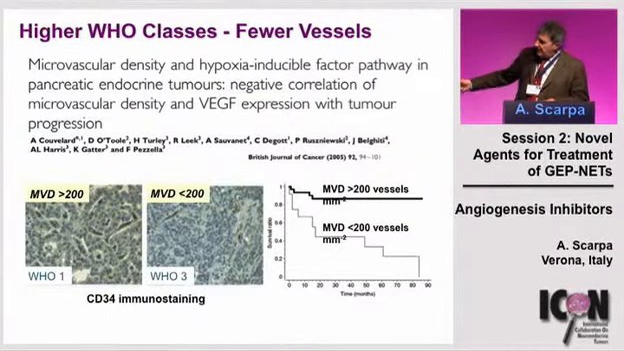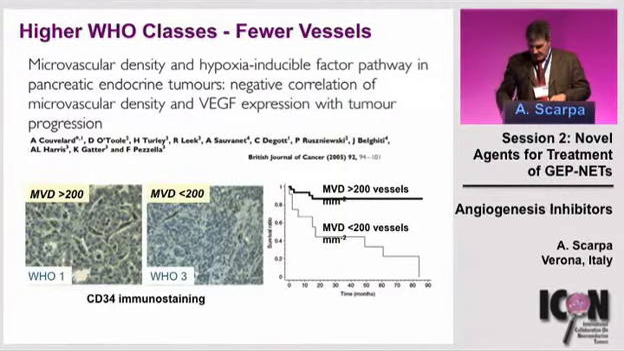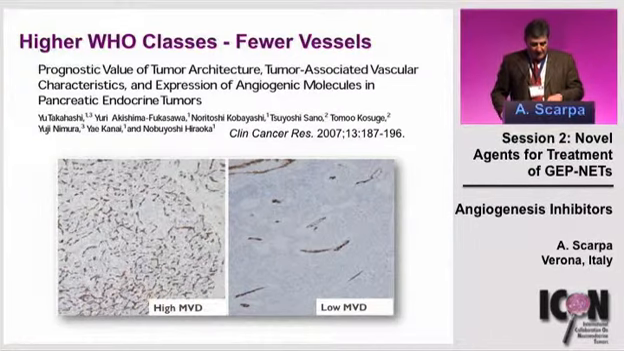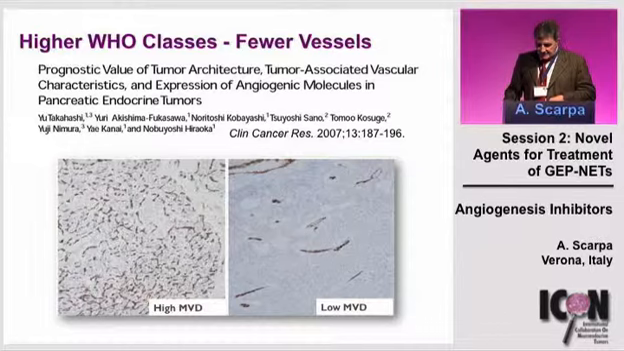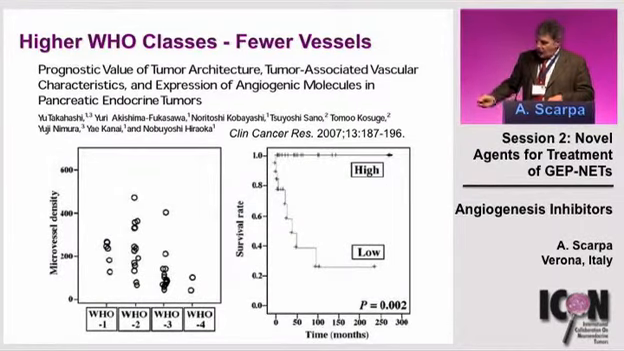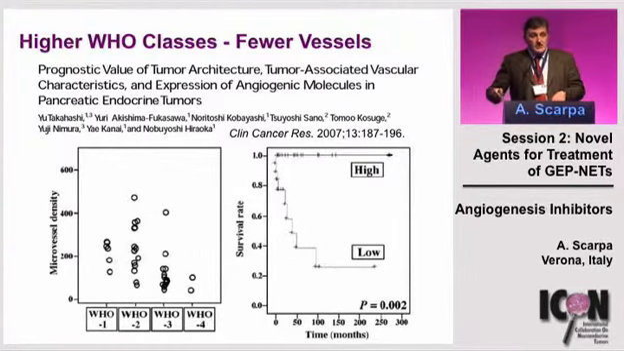And then a couple of years later, these data were confirmed, and so the microvascular density is lower in tumors with a high WHO class. Again, a couple of years later, a group in Japan showed the same thing, that the higher the class, the lower the number of vessels you find. And what is very interesting is that they also showed that a low number of vessels in low classes is actually a prognostic parameter.